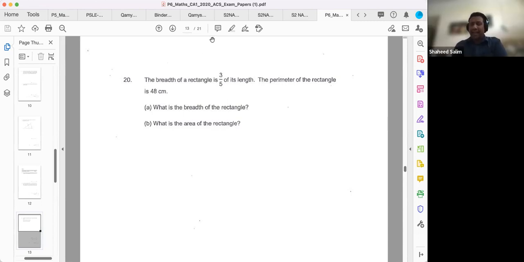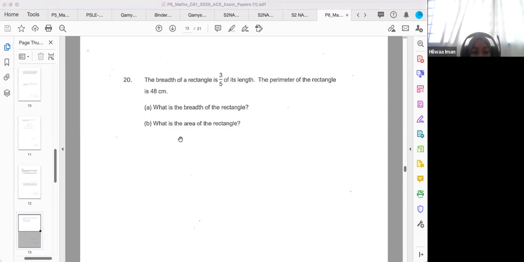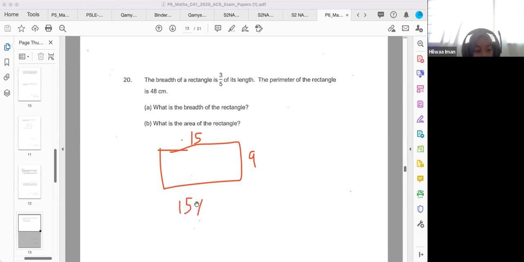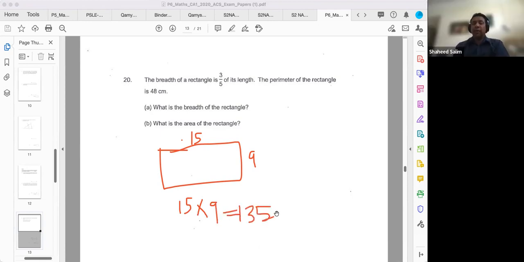And the next one, 67.5 cm square. No, it's not. Okay, what is the length? 15 cm. So area is length times breadth, right? If you get the 9 now, and this is 15 cm, you know how to find area, right? Length times breadth. What's your answer? What's the answer? Your voice disappeared. 15 times 9 is 135 square cm. Well done.